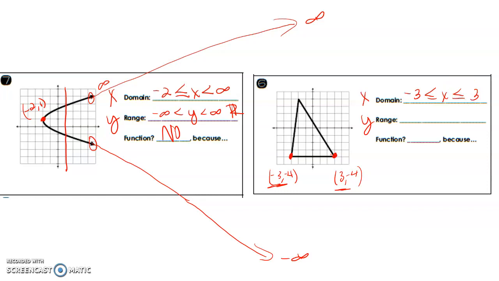For my range, my lowest point is, again, these same 2 points, and then my highest point is going to be right here. That's at negative 2, comma 4. So my lowest point, now we're focusing on the y values, is negative 4. My highest point is positive 4. No open circles, no breaks, less than or equal to. Is this a function? Nope, doesn't pass the vertical line test.